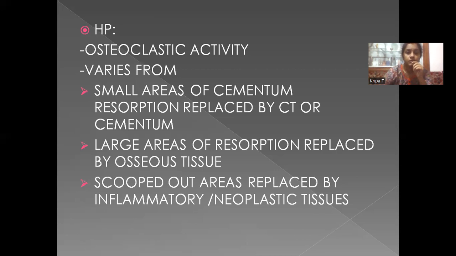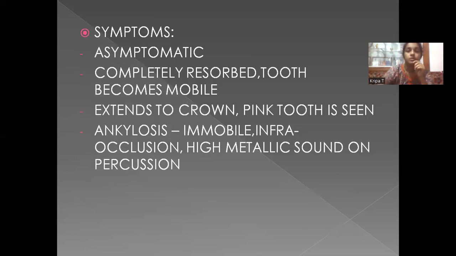The manifestation can vary. Either there will be small areas of cementum resorption, which will be replaced with connective tissue or cementum itself, or it can be larger areas replaced by bony tissue, osseous, or scooped out areas which are replaced by inflammatory or neoplastic tissue, which will have a radiolucent appearance. Usually these are asymptomatic. The tooth becomes mobile, and only then do you come to know that there is resorption. Sometimes it also extends to the crown, and that's a pink tooth. And ankylosis will make the tooth immobile. It will be infraoccluded and we will have a metallic sound on percussion.